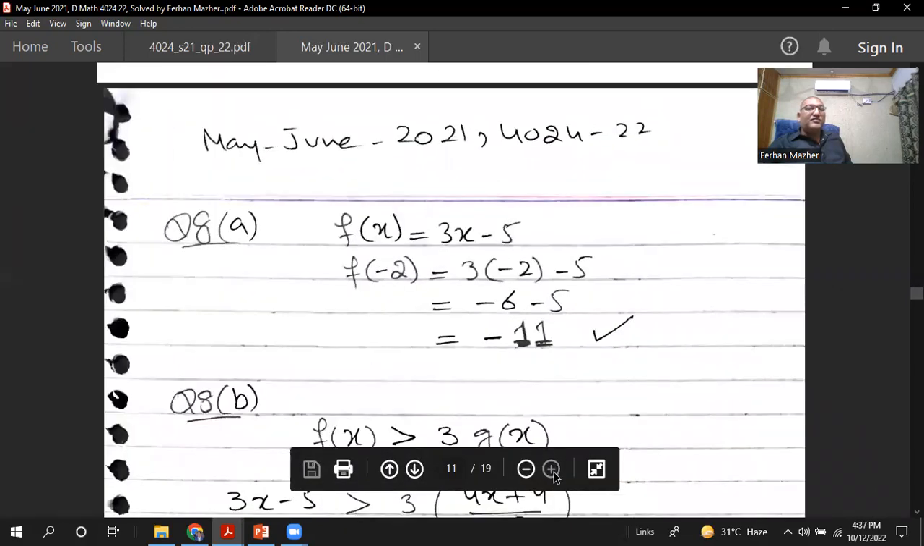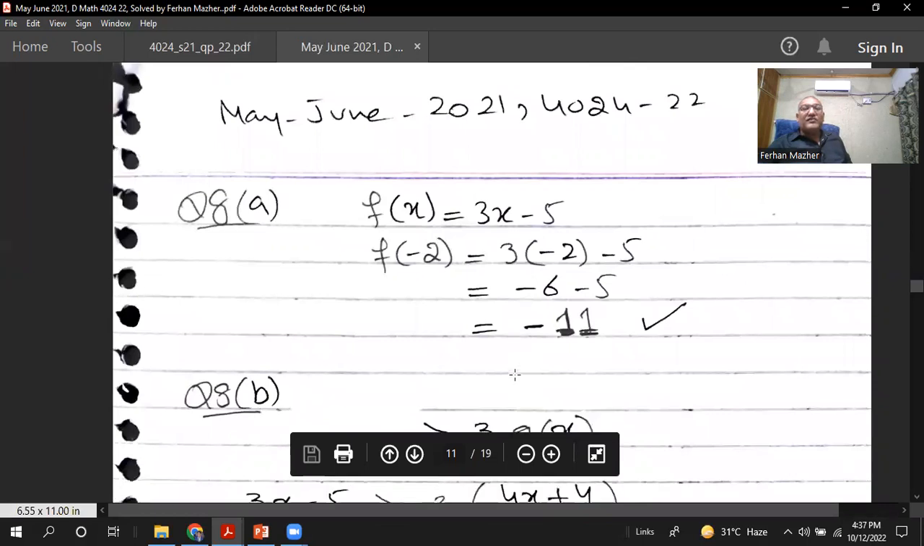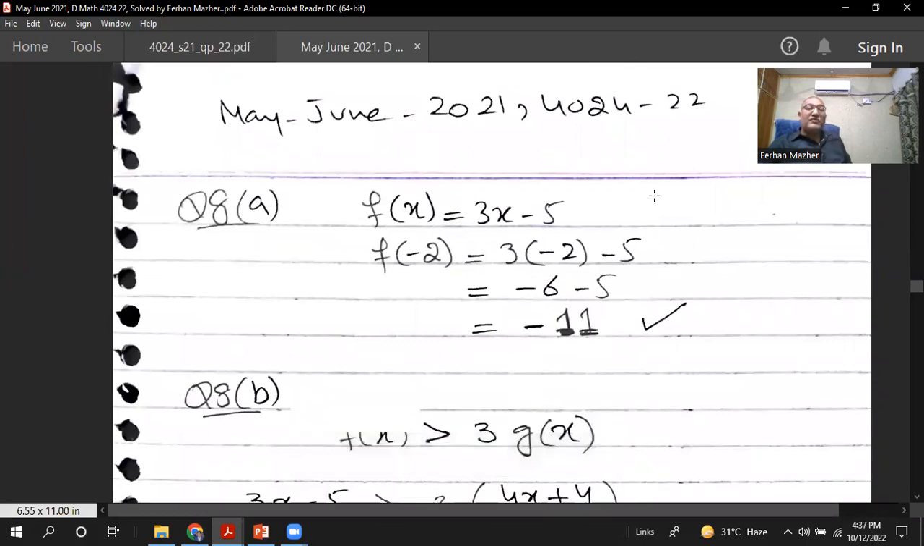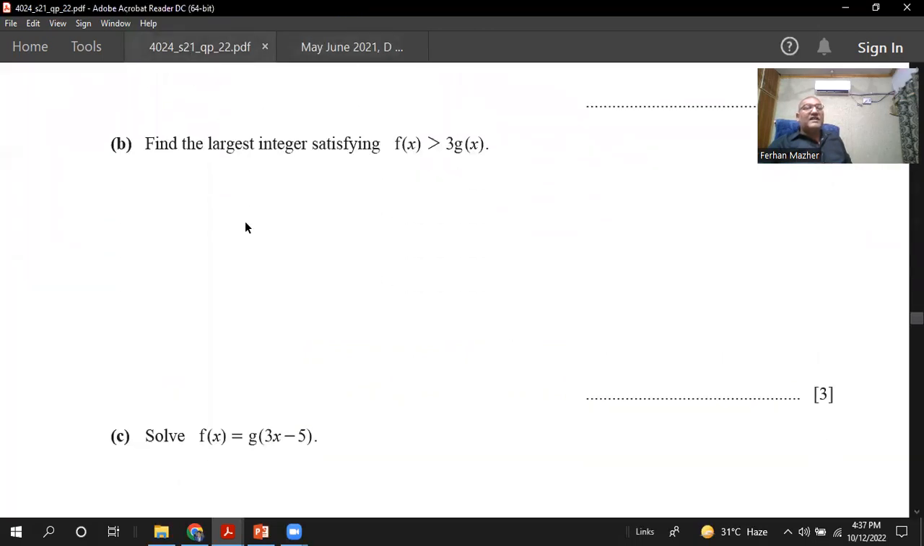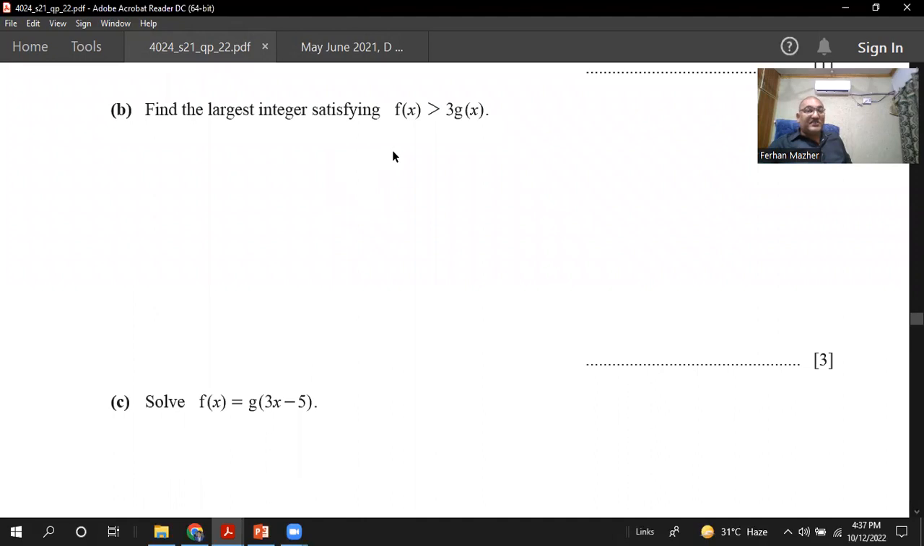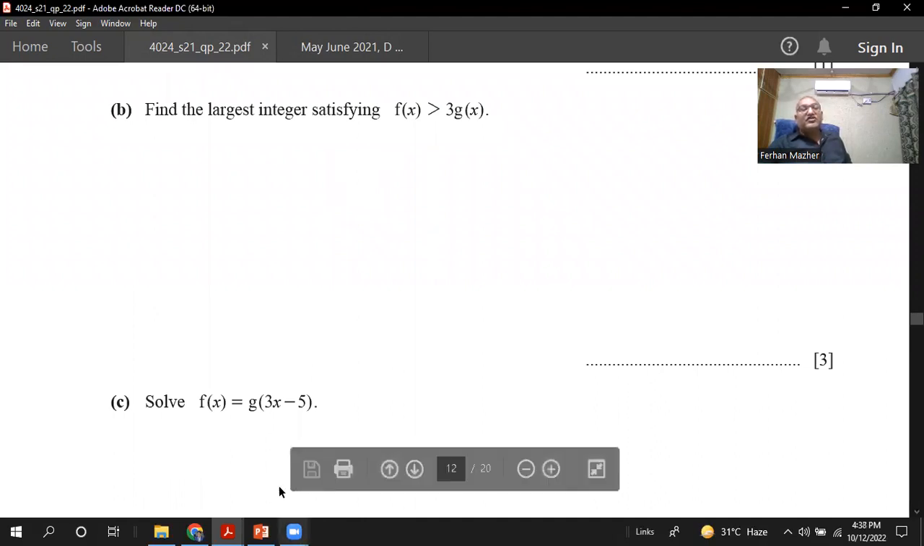f(-2) means that in the formula of f(x), in the place of x, substitute the minus 2. So f(-2) will be 3 bracket minus 2 bracket close minus 5. So it is minus 6 minus 5, which is minus 11. Very simple. Then they say find the largest integer satisfying f(x) is greater than 3 g(x).